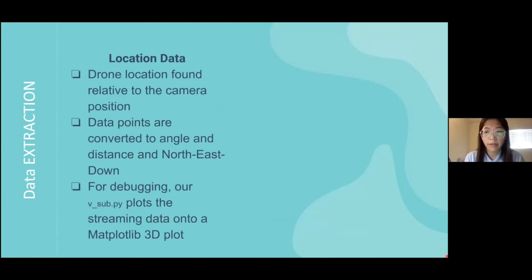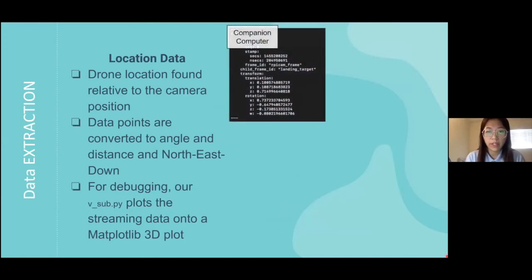So right now we are focusing on extracting location data of the drone relative to the camera position. For the ROS operating system, there are several command line tools. rostopic echo is one of them. We use this tool to listen to the topic TF, which is subscribed to by the Vision to Mavros node.